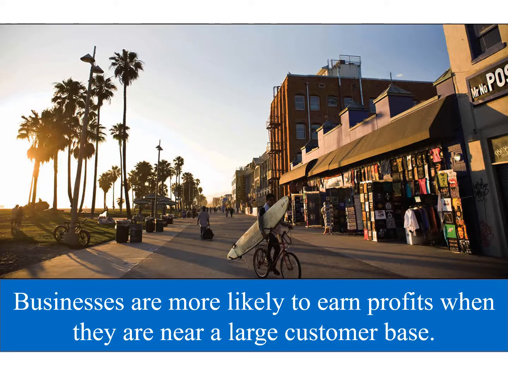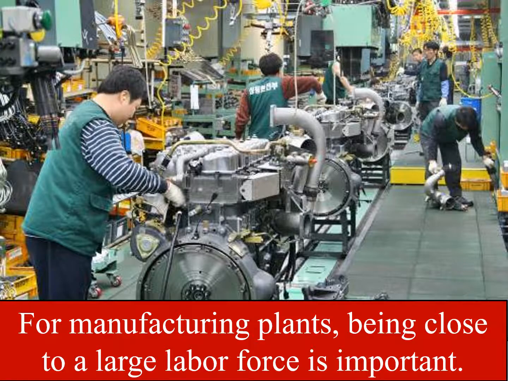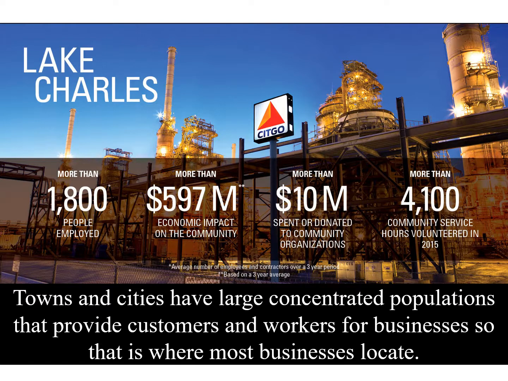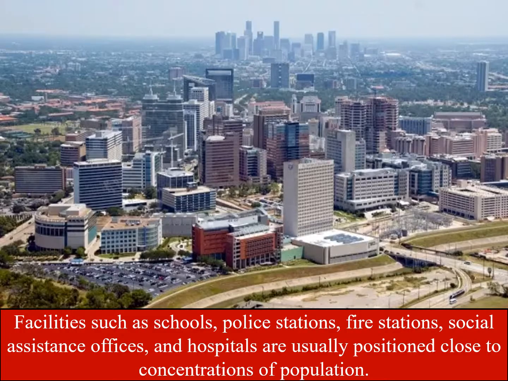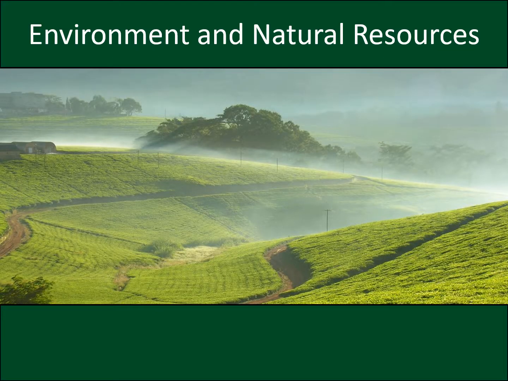Businesses are more likely to earn profits when they are near a large customer base. For manufacturing plants, being close to a large labor force is important. Towns and cities have large concentrated populations that provide customers and workers for businesses, so that's where most businesses are going to locate. Facilities such as schools, police stations, fire stations, social assistance offices, and hospitals are usually positioned close to concentrations of population.